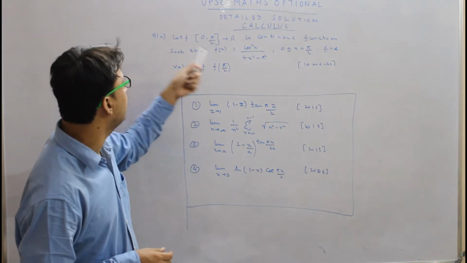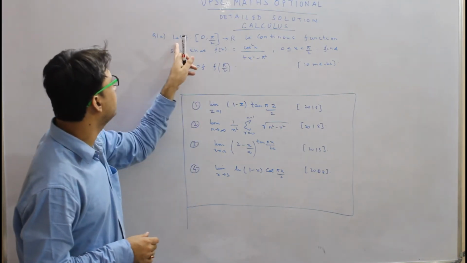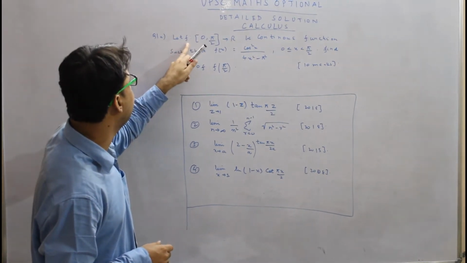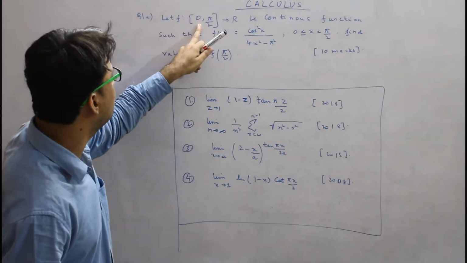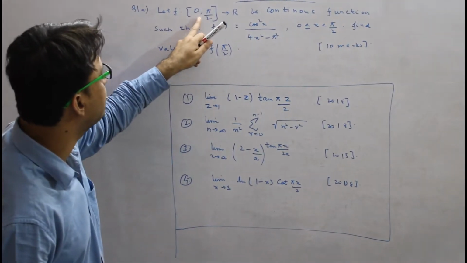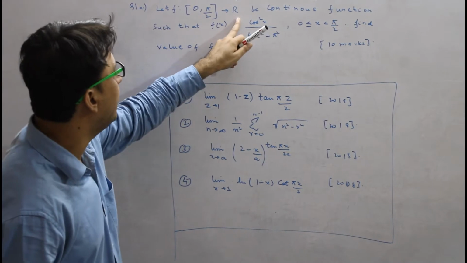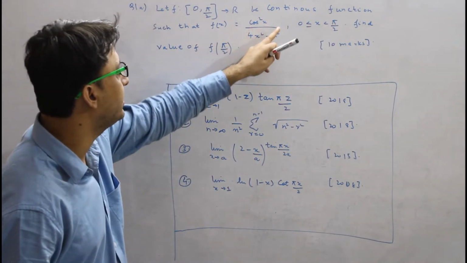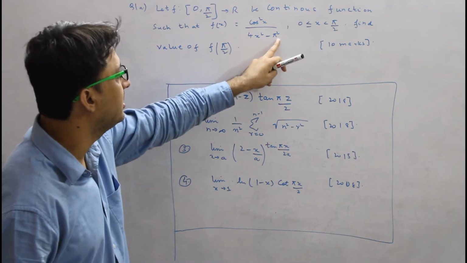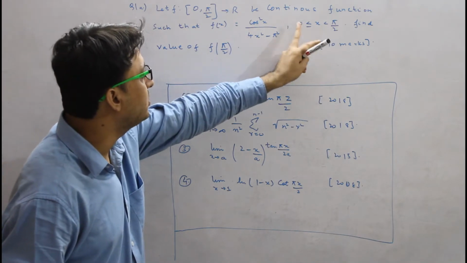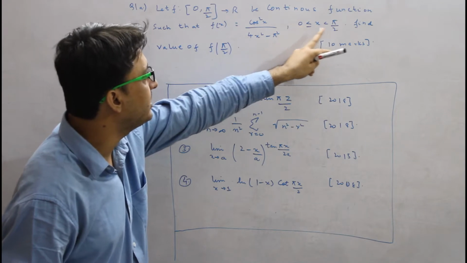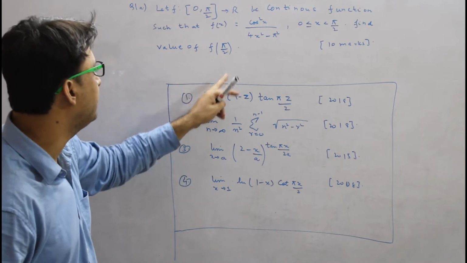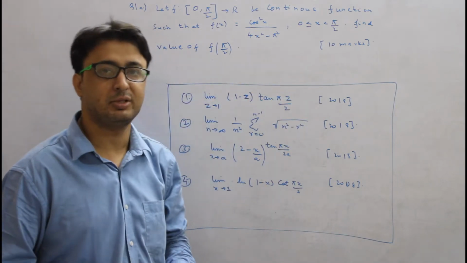Before I start solving this question, I must read it. This is question number 1a. It says: let f, a function whose domain is the closed interval 0 to pi by 2, to R, be a continuous function such that f of x is equal to cos square x upon 4x square minus pi square, where x lies in the open interval 0 to pi by 2, and we have to find the value of f of pi by 2. This was asked for 10 marks.